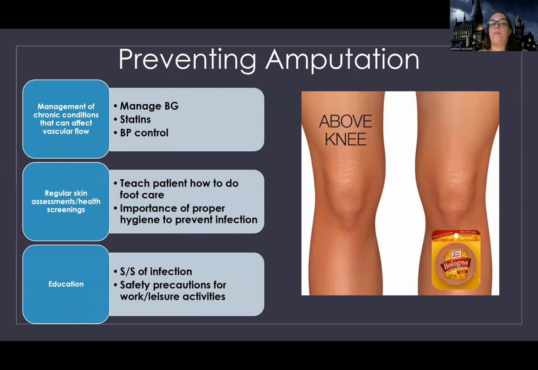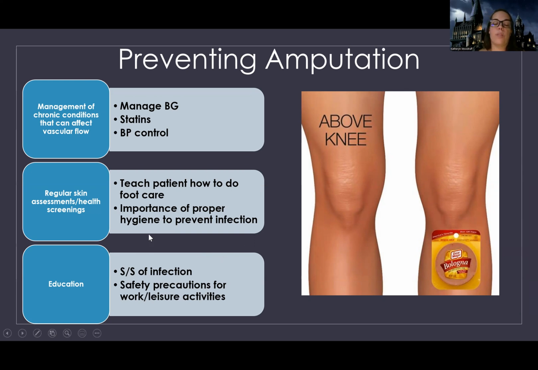So how can we prevent amputation from happening? Like I said, the most common causes are going to be PAD and diabetes. So we want to manage chronic conditions that can affect vascular flow. So managing blood glucose, giving statins to decrease cholesterol so that we have better flow for people with PAD, and then blood pressure control as well. Because if my blood pressure is super high, it constricts those blood vessels even more, which makes it even harder to get flow. We want to teach people how to do foot care.